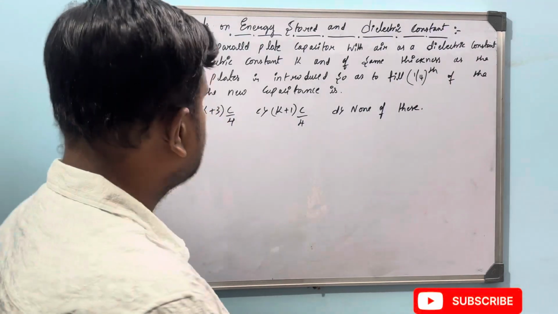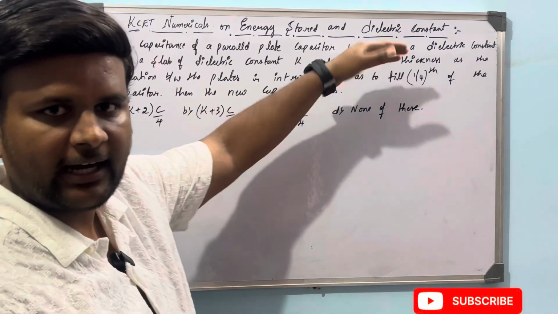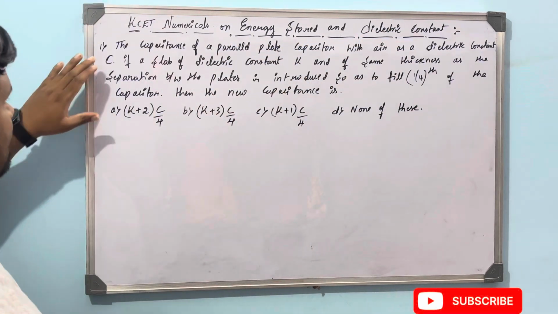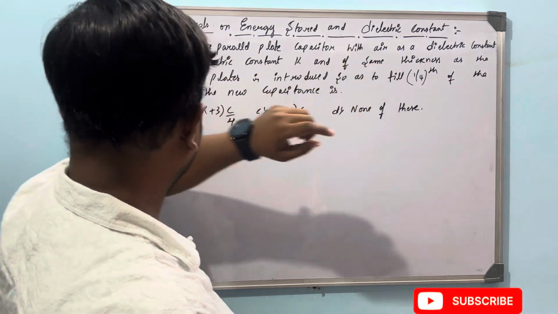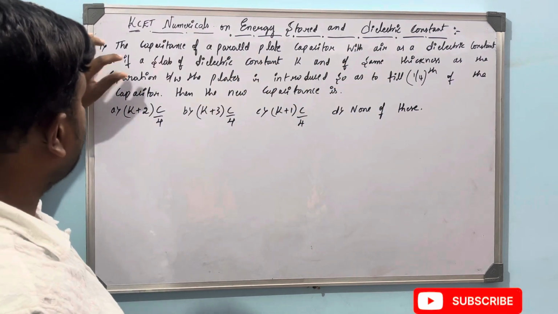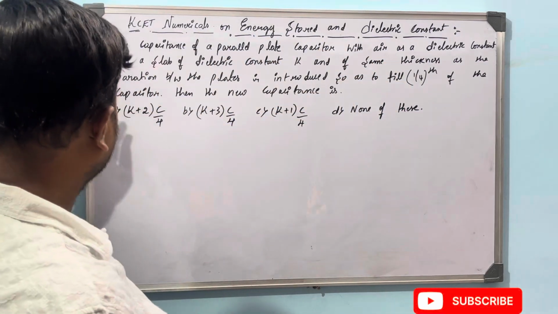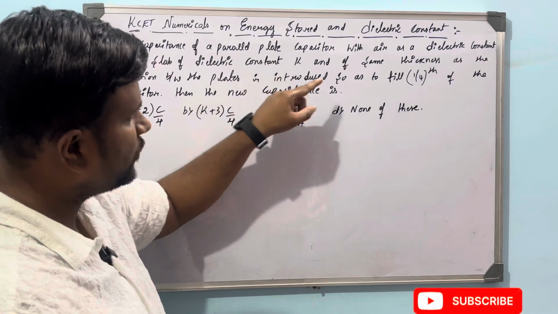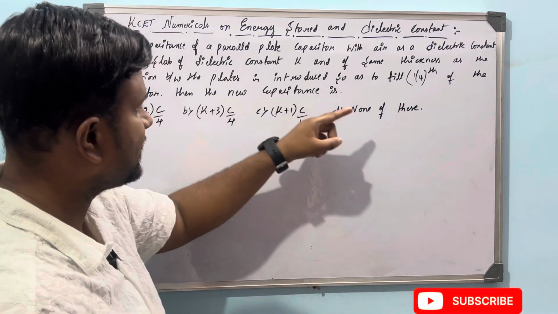So hello everyone. In this video I am going to concentrate on KCET numericals on energy stored and dielectric constant. So the first question: the capacitance of a parallel plate capacitor with air as the dielectric is C. If a slab of dielectric constant K and of the same thickness as the separation between the plates is introduced so as to fill 1/4 of the capacitor, then the new capacitance is?